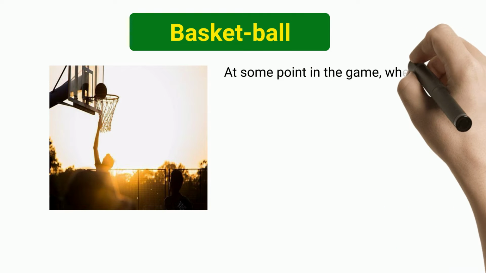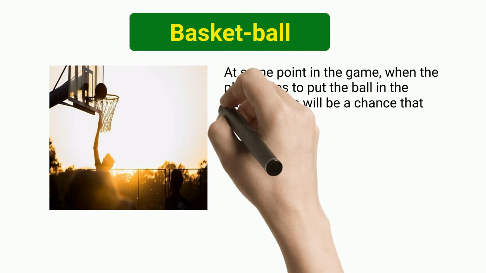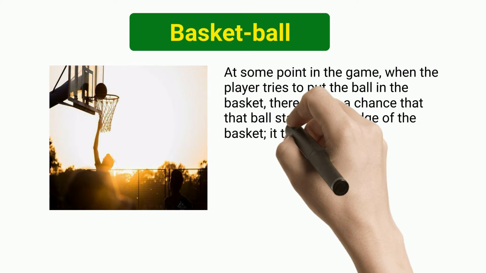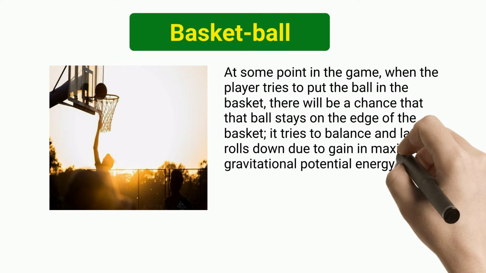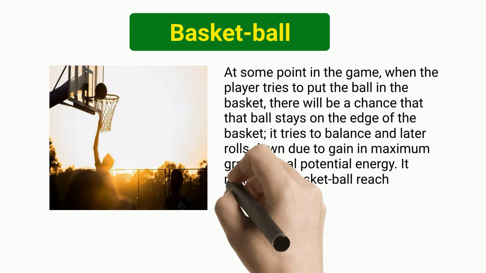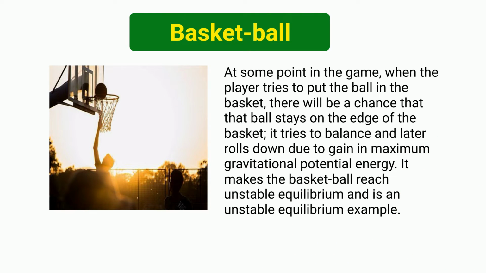Basketball. At some point in the game, when the player tries to put the ball in the basket, there will be a chance that the ball stays on the edge of the basket. It tries to balance and later rolls down due to gain in maximum gravitational potential energy. It makes the basketball reach unstable equilibrium and is an unstable equilibrium example.